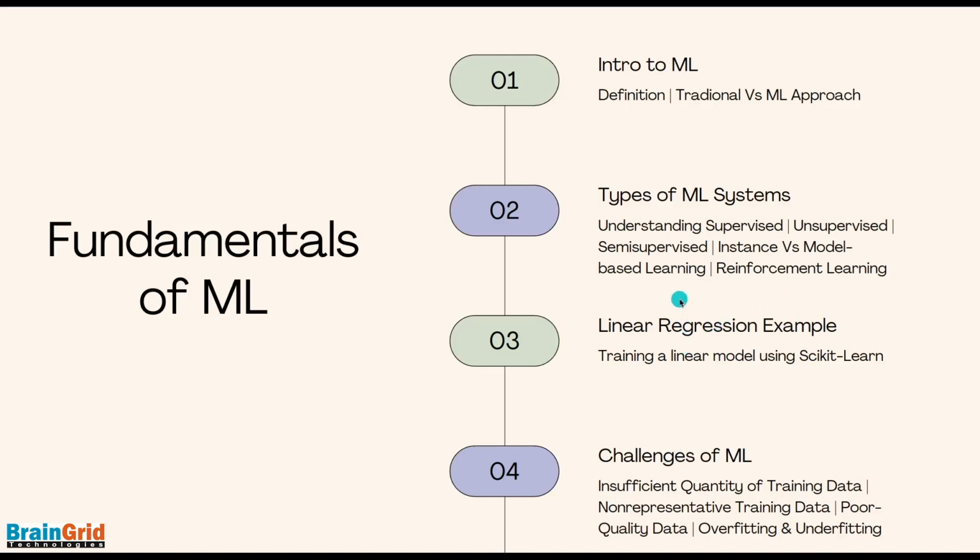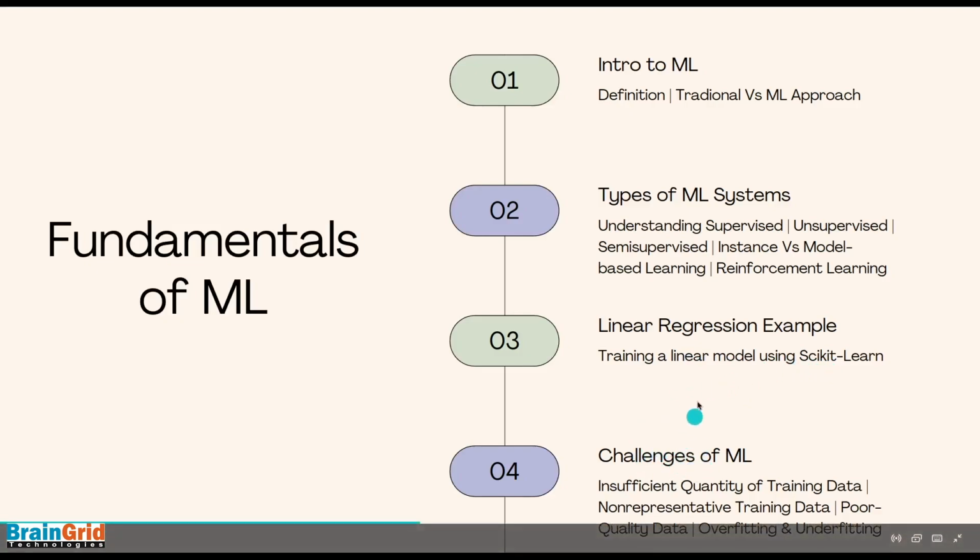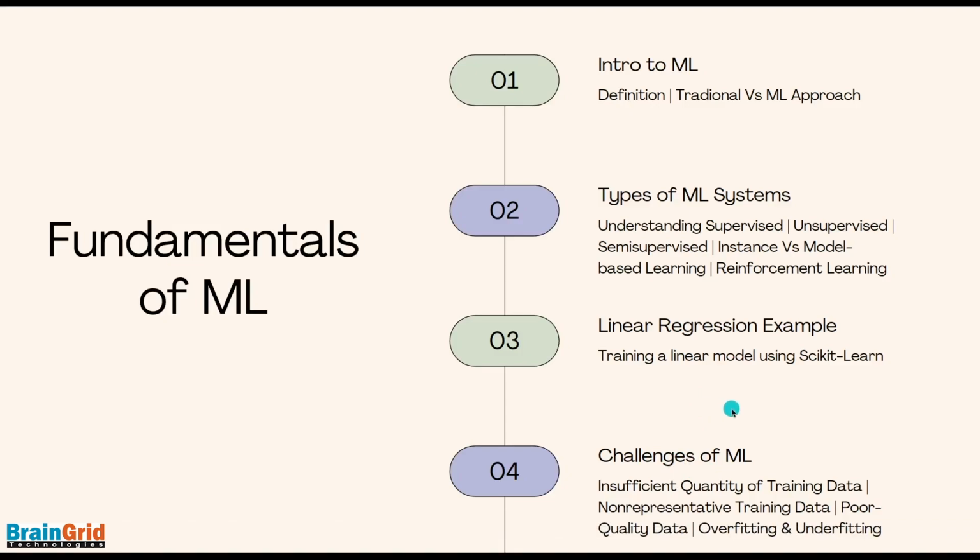Next, we'll take a simple example, training a linear regression model using scikit-learn. And then we'll also talk about the challenges of machine learning, that is the insufficient quantity of training data, non-representative training data, poor quality data, and of course overfitting and underfitting. So this is what we are going to cover in fundamentals of machine learning.